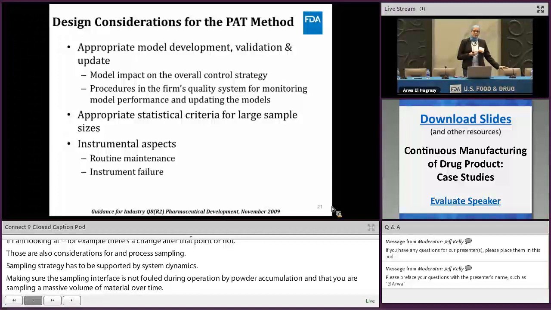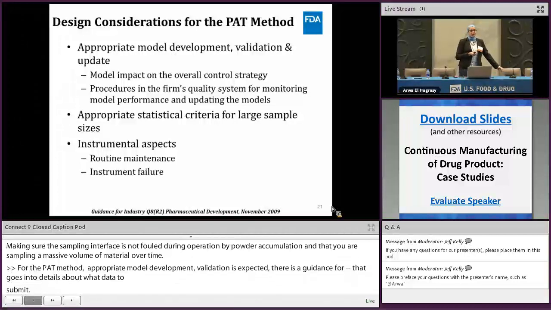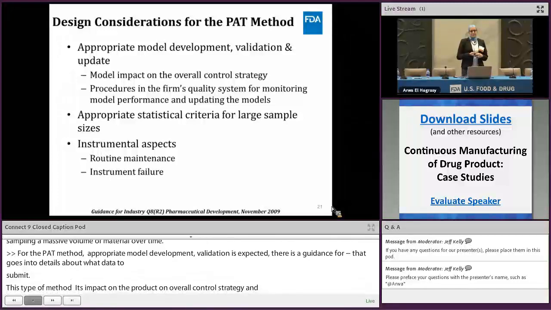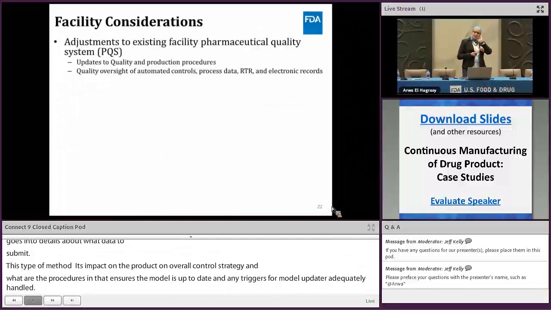near IR that goes into details about what data to be submitted for this type of method, its impact on the product, on the overall control strategy, and what are the procedures in the quality system of the firm that ensures that the model is up to date and that any triggers for model update are adequately handled. Also routine maintenance of instruments and addressing instrument failures.